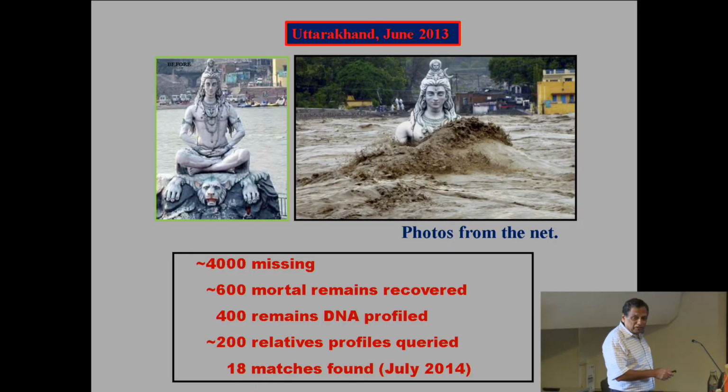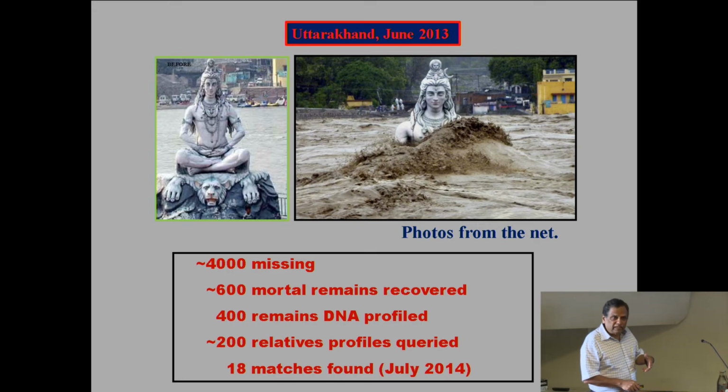This is showing you the landslide in Uttarakhand in June 2013. This is a picture taken, I think, of the devastation in Rishikesh. This statue eventually toppled, right? It was estimated that 4,000 people went missing in that landslide. Actually, now the number has been revised up to about 6,000. There were 600 mortal remains recovered in that year.